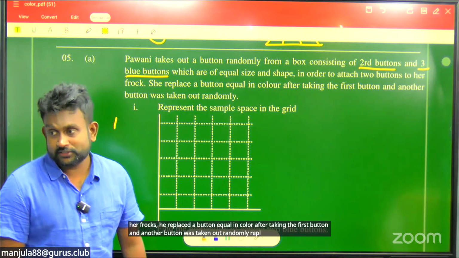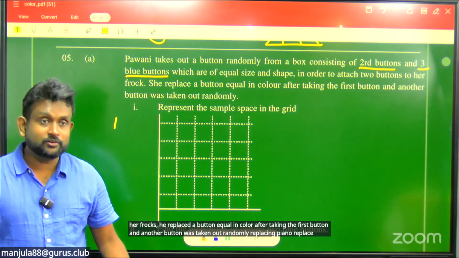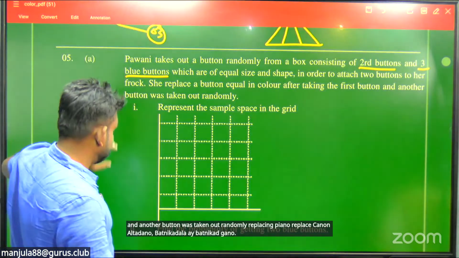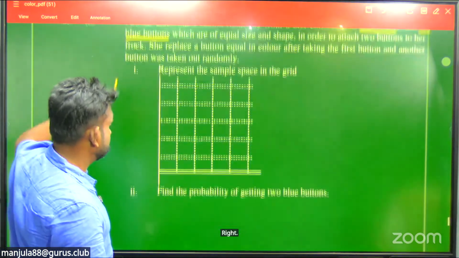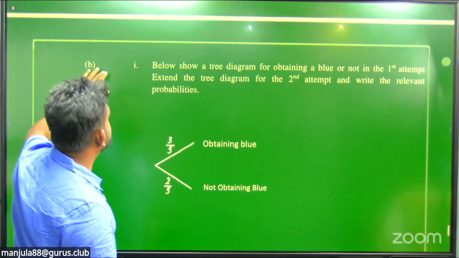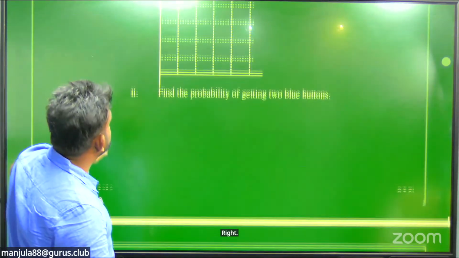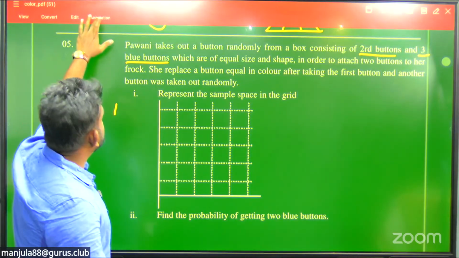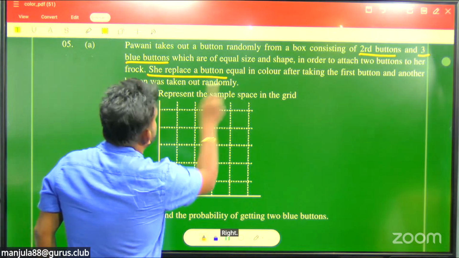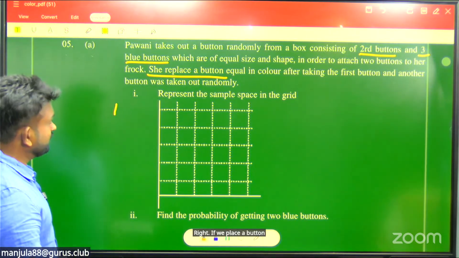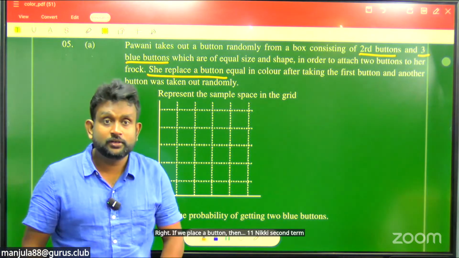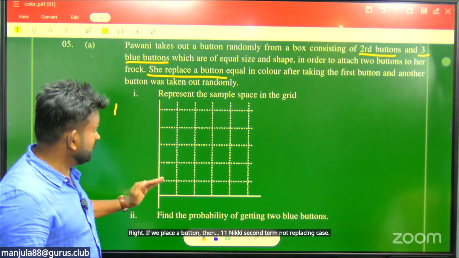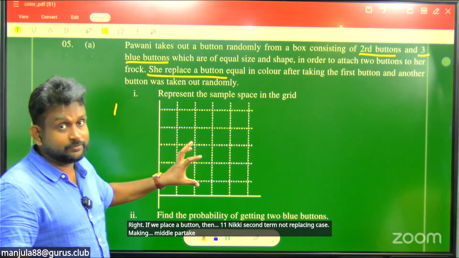Replacing කියන්නේ මොකක්ද? Replace කියන්නේ නැවත දානවා. button එක දාලා ආයි button එකක් ගන්නවා. Right? එහෙම නේද කතාව කියන්නේ? Yes. Right. මෙතන තමයි වැදගත්. She replaced a button. දැන් 11 එකේ second term එකට එනකොට අපිට එනවා not replacing case එක. එතකොට treat මේක වෙනස්. හරි.